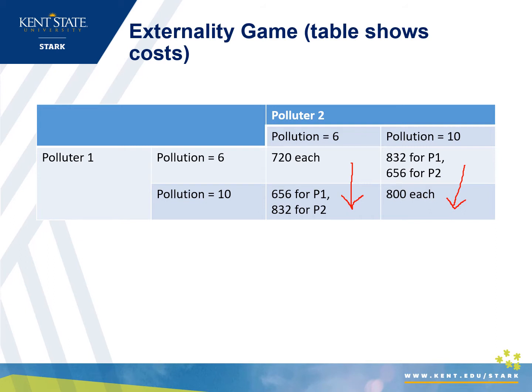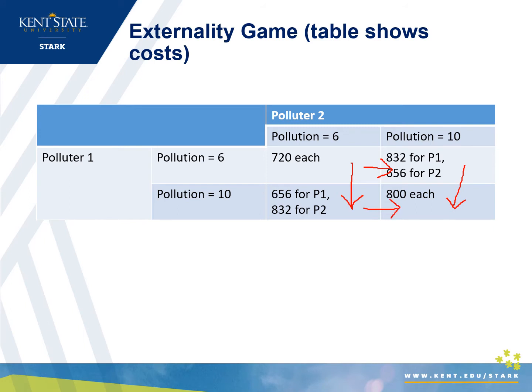And polluter 2 faces exactly the same choices, exactly the same payoffs, so they would decide that if polluter 1 is going to pollute just 6, polluter 2 would rather have a $656 cost than $720. So they would pollute 10. Meanwhile, if they believe that polluter 1 is going to pollute 10, which we figured out they will, then polluter 2 would rather have an $800 cost than $832.